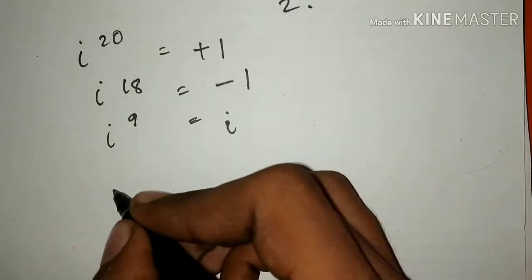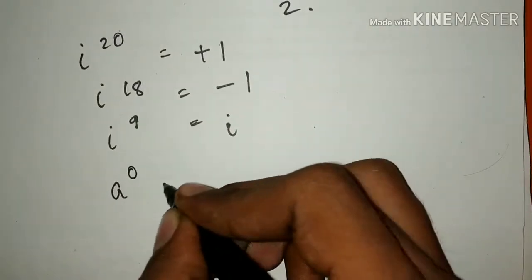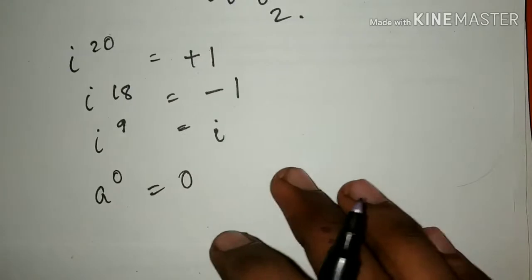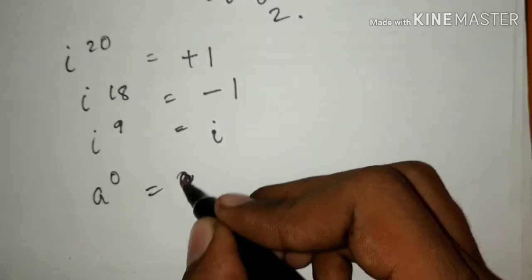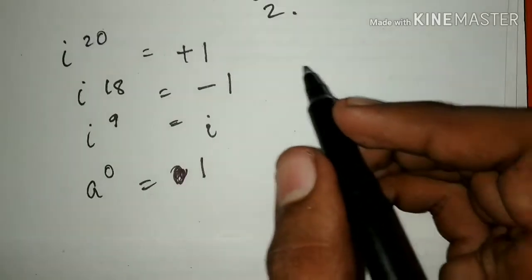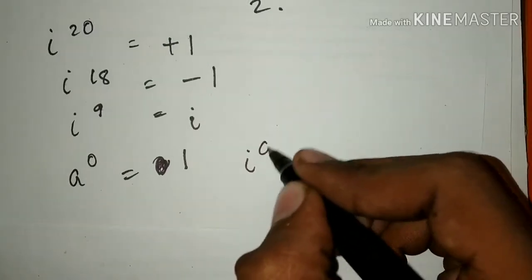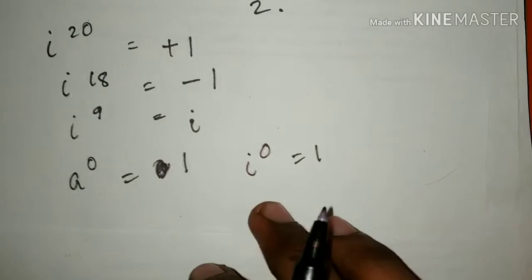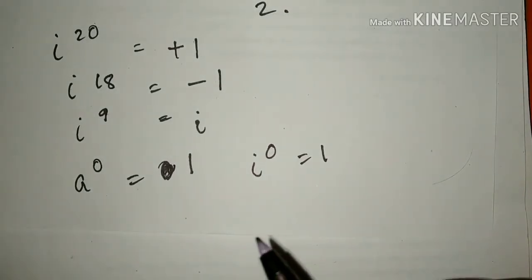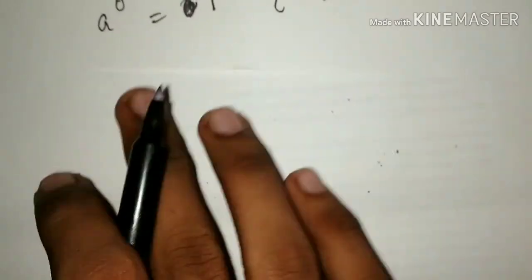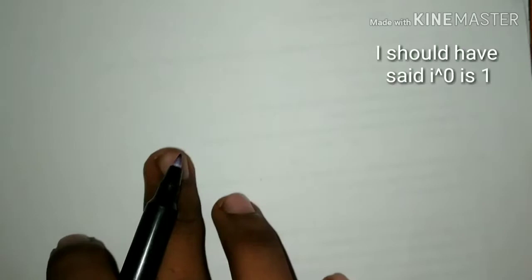So remember this. And again, one thing, any number to the power 0 is 1. Of course, i to the power 0 should also be equal to 1. Since a complex number is a number, it should behave as a number, so i to the power 0 is 1.